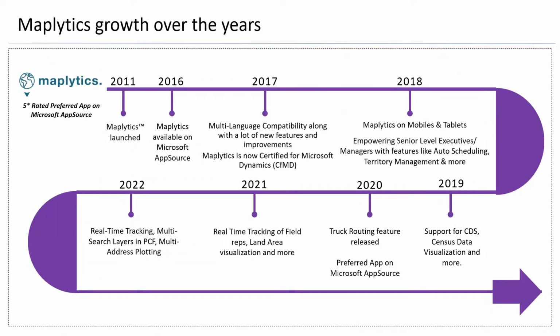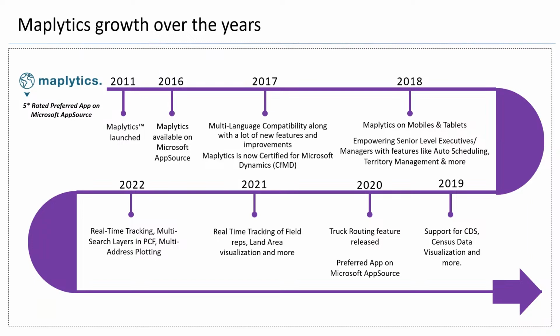So let's go through the growth of Maplytics over the years. Maplytics has been there for more than a decade now. We started in 2011 as a store locator, and we developed it more as our team researched customer requirements, and of course the valuable feedback from our customers and partners contributed a lot. As we grew, we added proximity search, routing optimization, territory management, and many more features over the period.